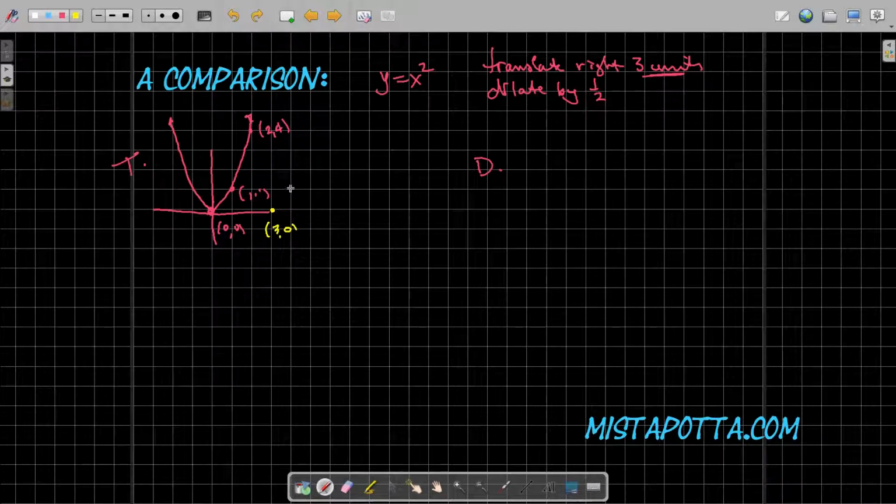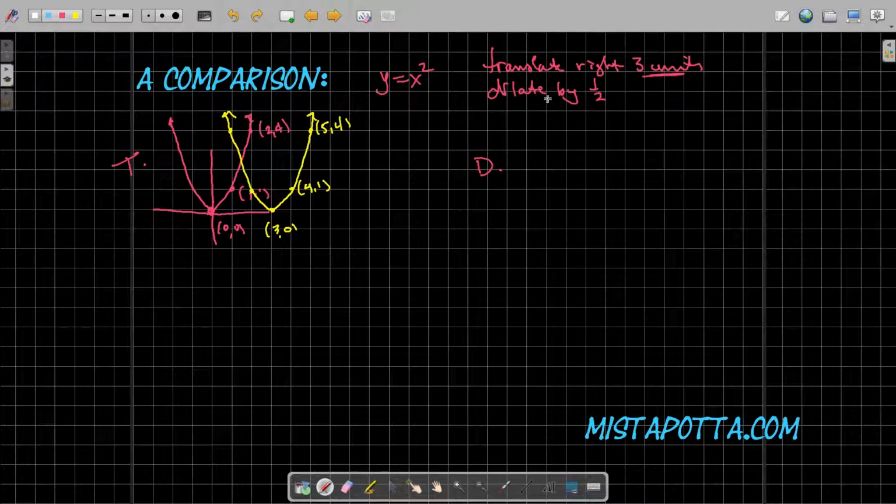This (1, 1) translates to the point (4, 1). And this (2, 4) translates to the point (5, 4). And similarly, these negative points are translated 3 units over as well. So this yellow parabola represents a translation of this pink parabola.